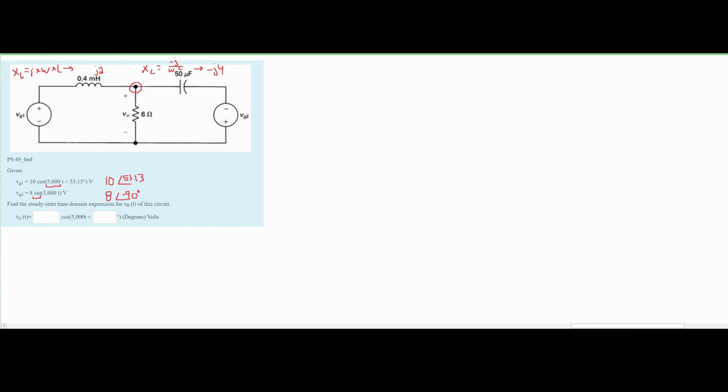So first, node voltage method, we are going to have our v0. We know it's going out of our node, so again we have our v0, and this is also going out of our node, so it's simply going to be minus vg1. We know our vg1 to be 10 with the angle of 53.13 degrees, and this is all happening over our 0.4 millihenry inductor right here. So this is going to be over the j2 that we found. Next, we are going to have our v0 over the 6 ohm resistor.